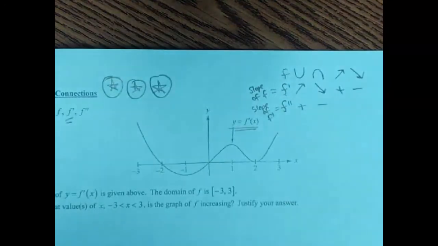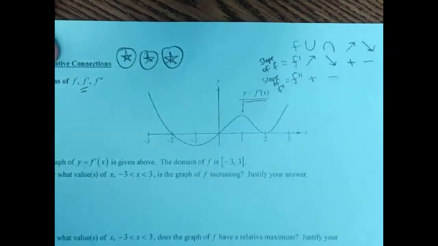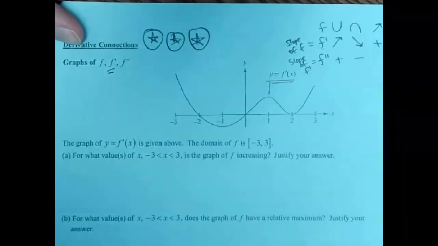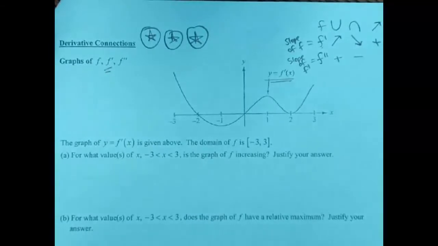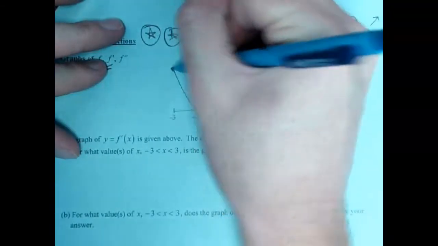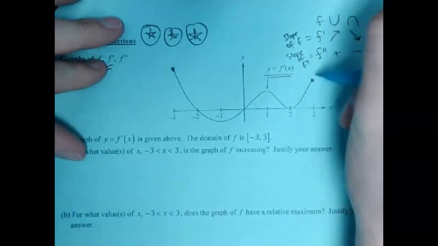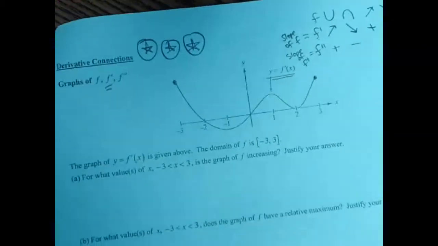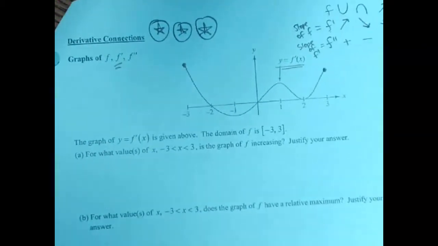So based on that first derivative graph, let's see if we can answer all these questions about the original function. It says the domain is just -3 to 3, so there are no arrows. It's just going to start and stop. If there were arrows, we would have infinities and negative infinities. That doesn't really affect a whole lot. But we'll put open dots because the domain is restricted.